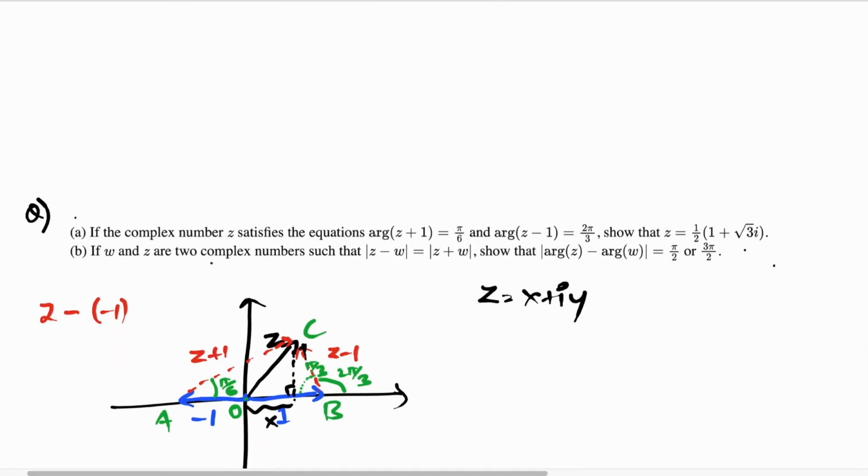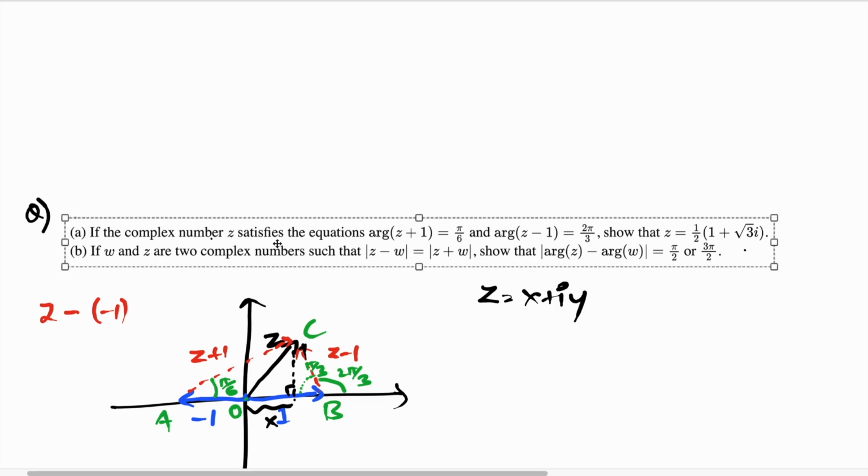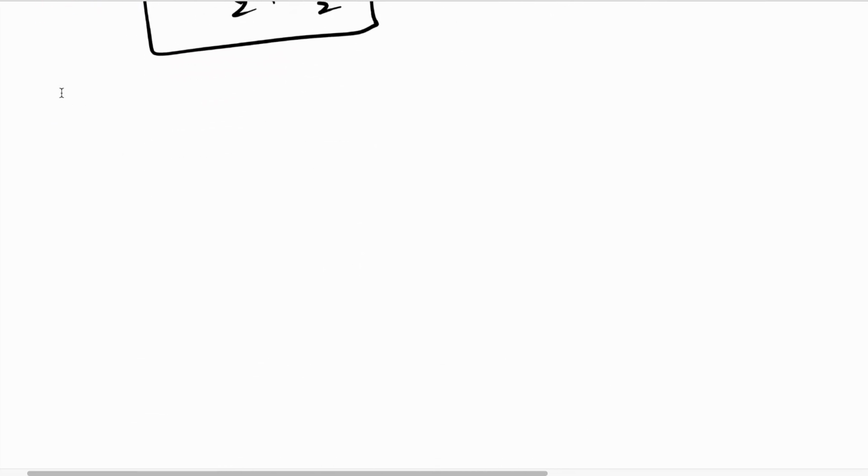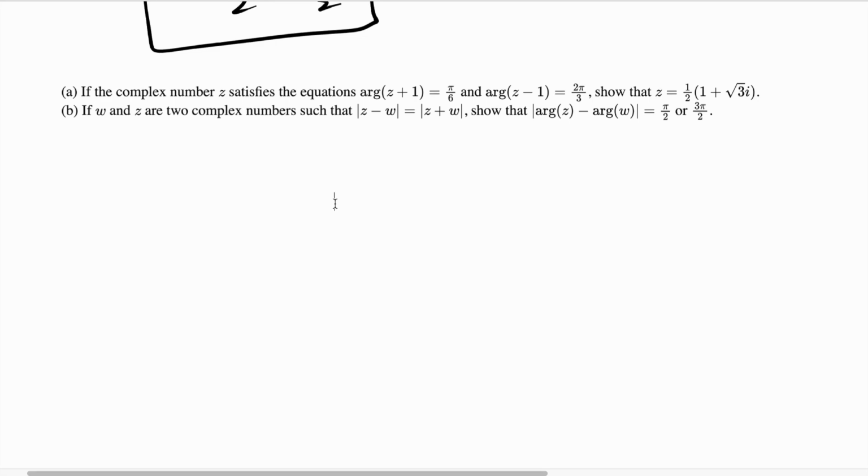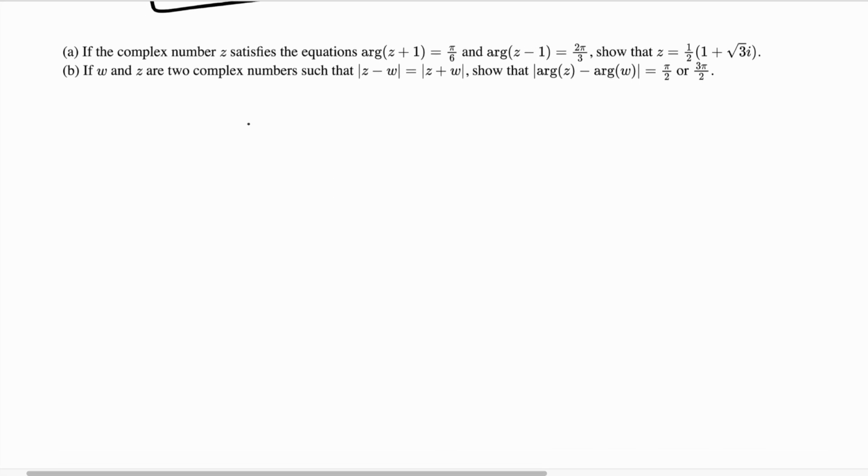Coming to the B part, if w and z are two complex numbers such that modulus of z minus w equals the modulus of z plus w, show that the absolute value of argument of z minus argument of w is pi by 2 or 3 pi by 2. Okay, so here we'll again start the question by representing the complex numbers w and z and minus w as well.